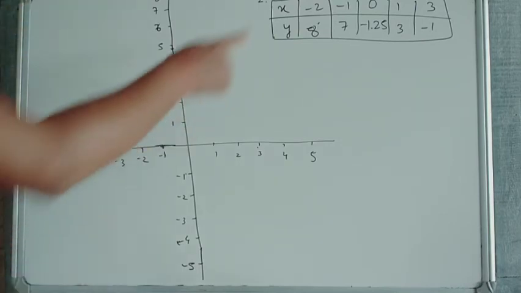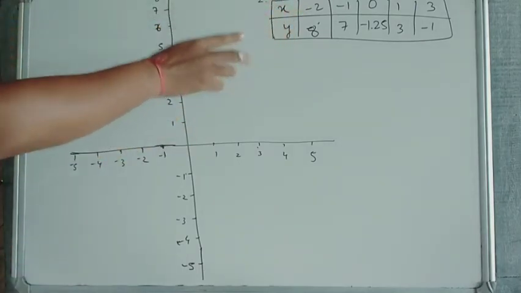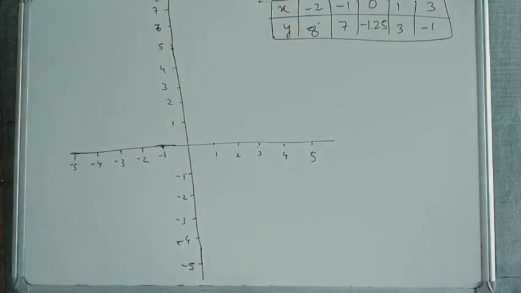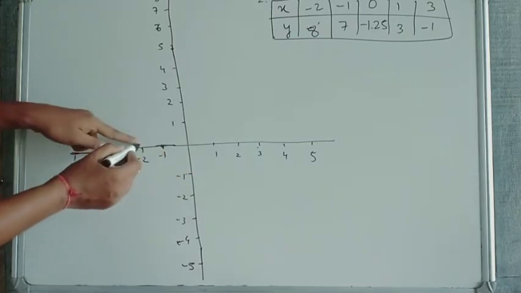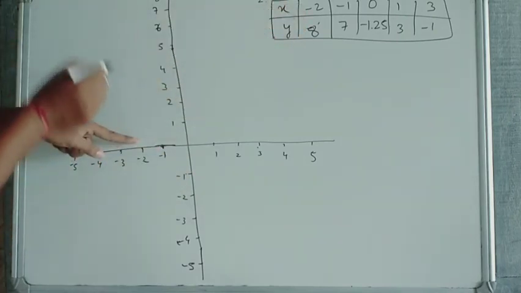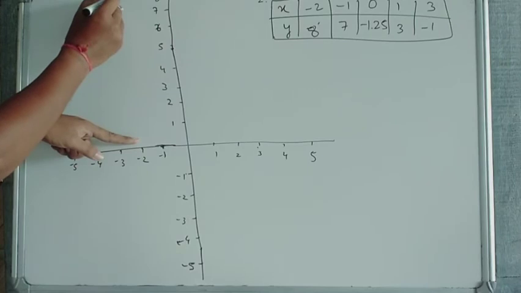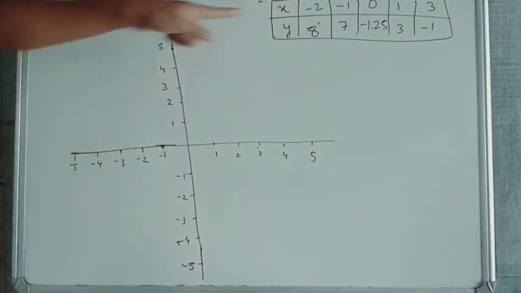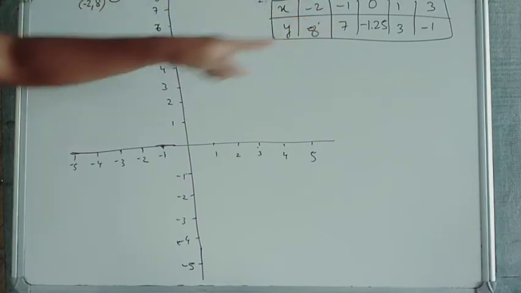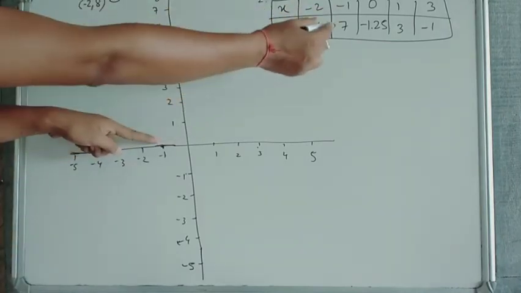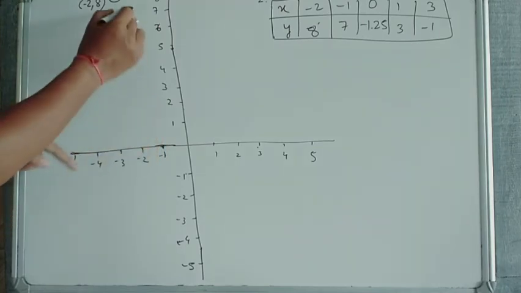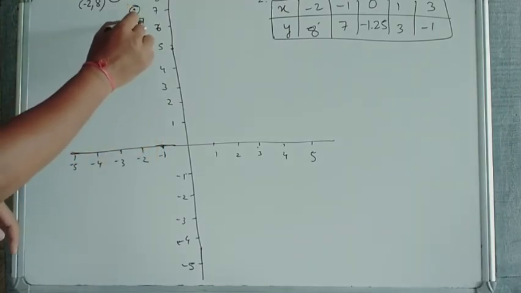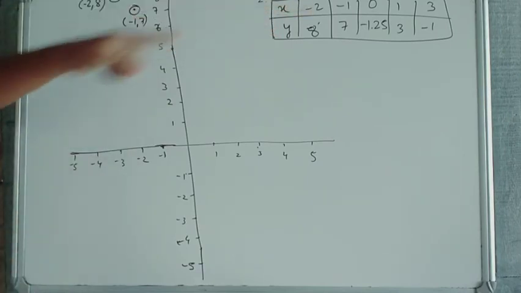Now when you plot the graph, see what your x is: minus 2. What is your y? 8. So x is minus 2, y is 8, and this value will come here. That is minus 2 and 8. Then x is minus 1, y is 7. So this value will come here, that is minus 1, 7.